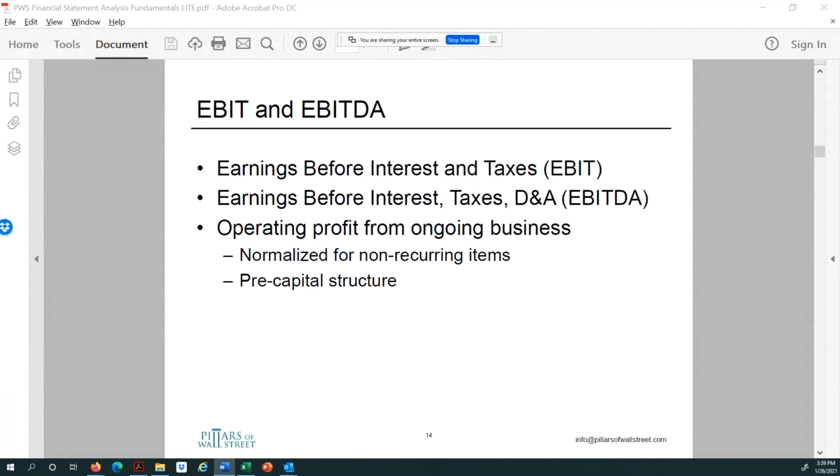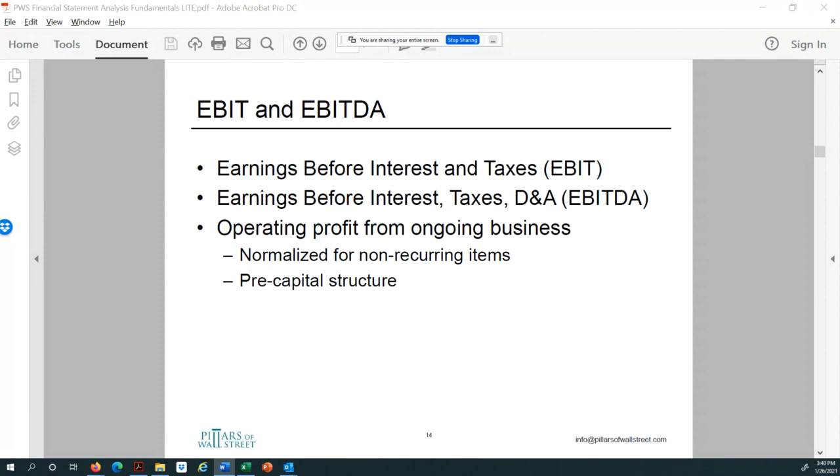So we have to make sure we understand exactly what they are, what they mean, and how to calculate them, and that's part of what we're going to be doing in a lot of the accounting webinars. We're going to be focusing in on these concepts here. So let's get into them. EBIT is earnings before interest and taxes. EBITDA is earnings before interest, taxes, and D&A, which is depreciation and amortization.